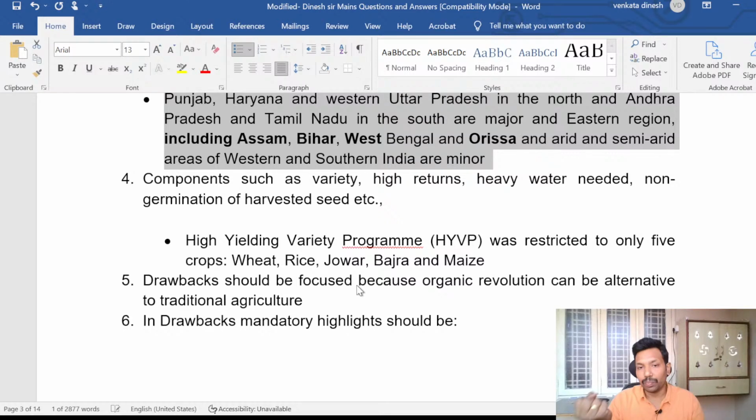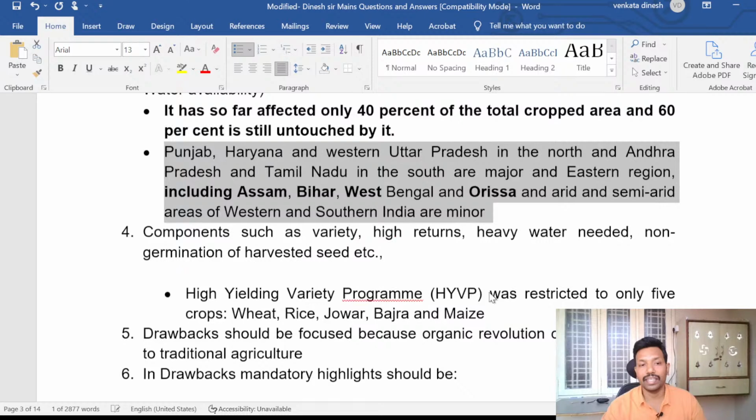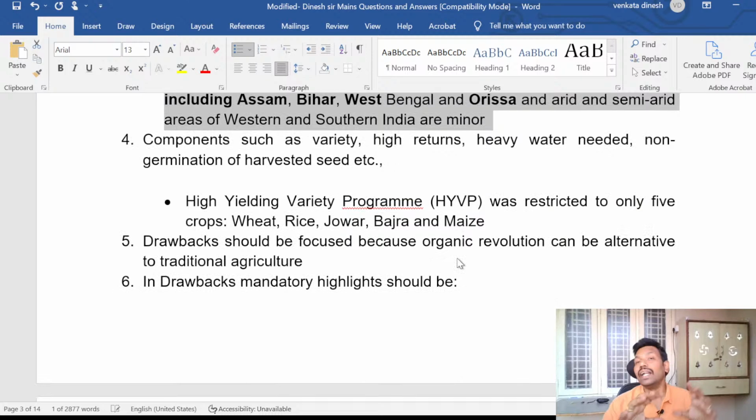Drawbacks should be focused on, because organic revolution can be an alternative to traditional agriculture. Yes, so you have to say that the green revolution is doing bad to an extent, and it is the only option. So what you have to do, you have to suggest, okay, though we have the green revolution, though we have high yielding variety seeds, you have to shift towards organic farming. That way you have to conclude your answer, saying that organic farming is the only alternative that we have. We can't reduce the agriculture irrigated area, we can't reduce high yielding variety seeds, I can't reduce the net irrigated area. So the only option is change to organic.